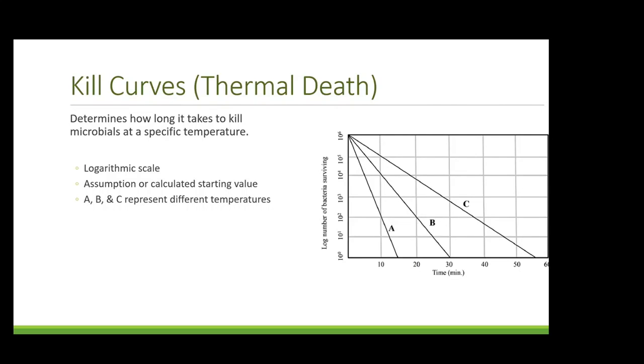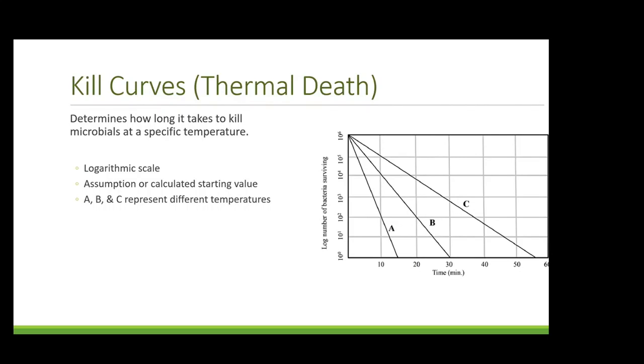The y-axis is on a logarithmic scale, meaning that each horizontal line is a factor of 10, or 1 decimal place, off of the next closest horizontal line. The starting value for the number of microbes or bacteria present can either be an assumption or a calculated value. The letters A, B, and C on the graph represent different temperatures that the process may be run at. As you can see, different temperatures take different amounts of time to theoretically kill all the bacteria or microbes.